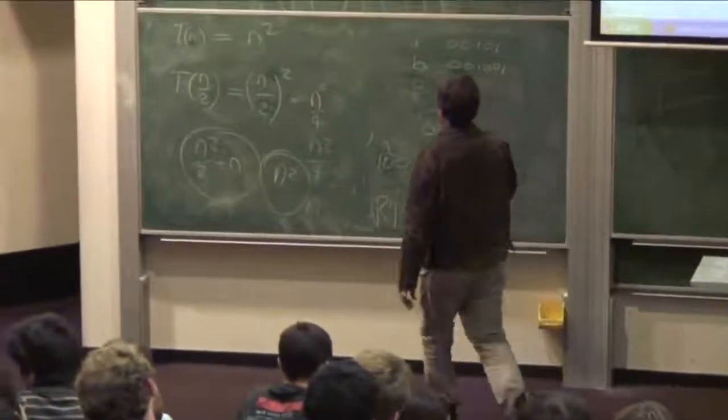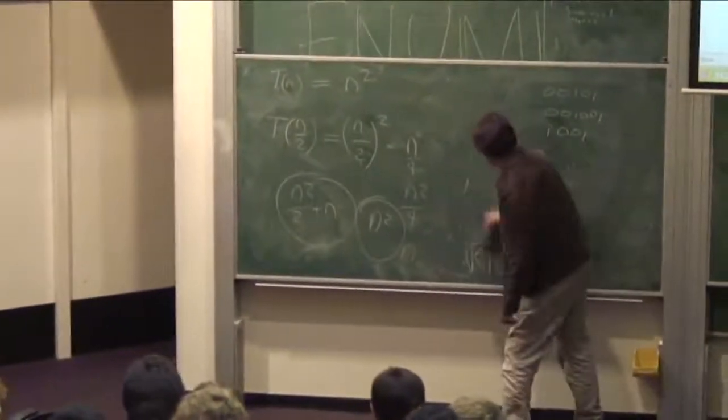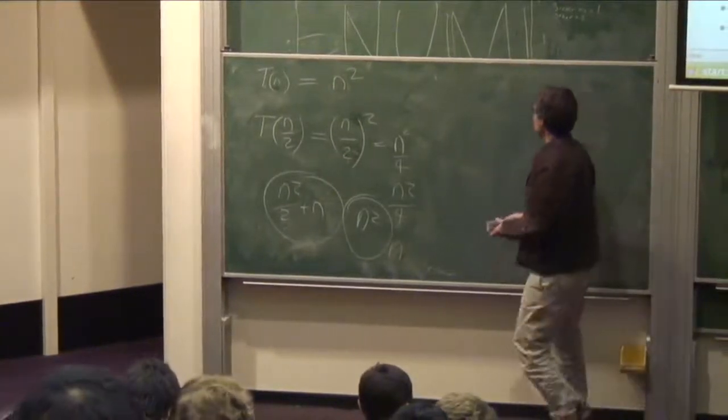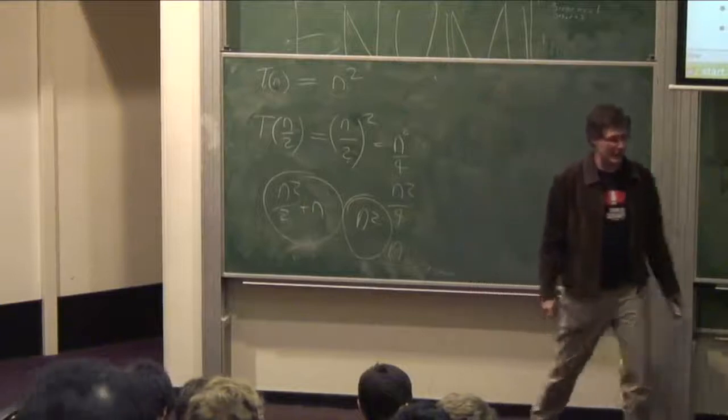Can you think of a sorting algorithm that uses this technique? Merge sort. Yeah, merge sort does this. Merge sort takes all the numbers, splits them in half, sorts one half, sorts the other half.